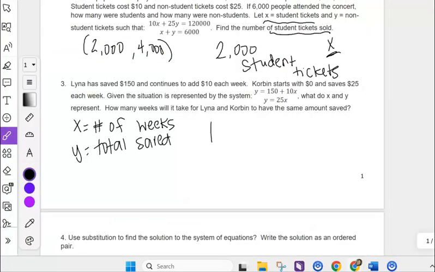So my solution is 10, 250. What it is asking is how many weeks until they're the same. So it'd be 10 weeks. The 250 is saying that it would be the same at $250.